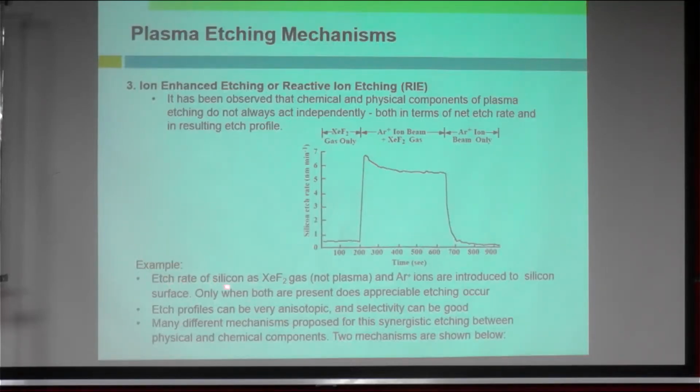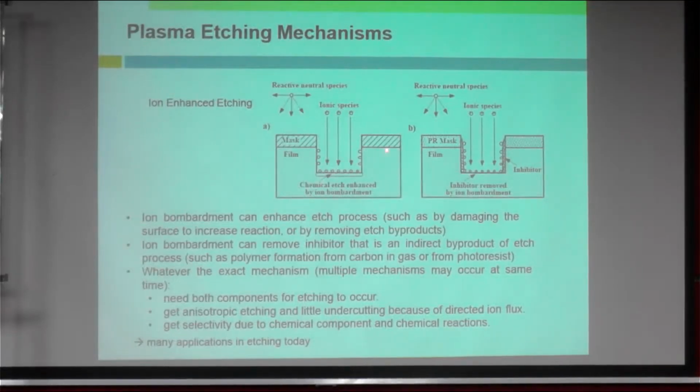Take the etch rate of silicon when XeF2 gas, not plasma, and argon ion are introduced to the silicon surface. Only when both are present does appreciable etching occur. The etch profile can be very anisotropic and selectivity can be good. Many different mechanisms have been proposed for this synergistic etching between physical and chemical components. Two mechanisms are shown below here, so you have a different mechanism here.